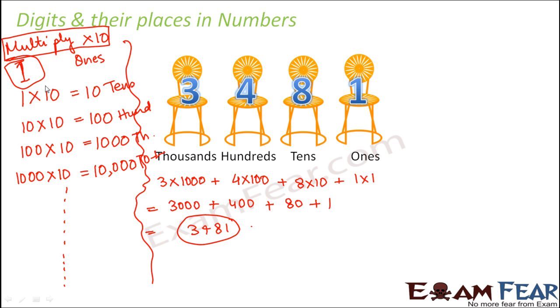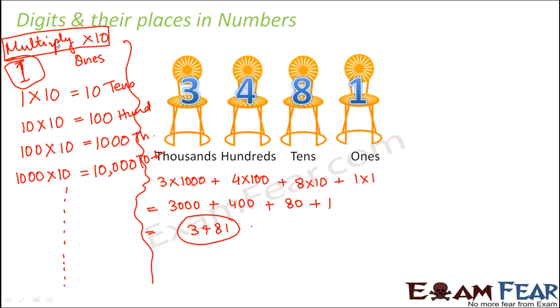But how do we represent that 1 by 3 using this building block? We can't, because this building block starts with 1, so it doesn't accommodate anything that is less than 1. So how do we accommodate things which are less than 1?